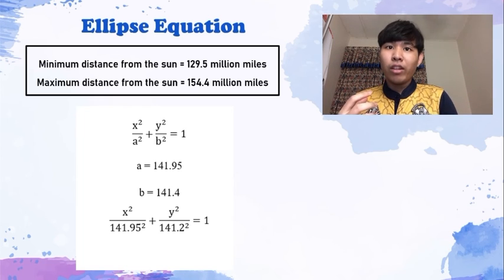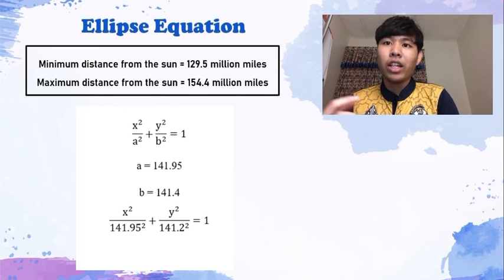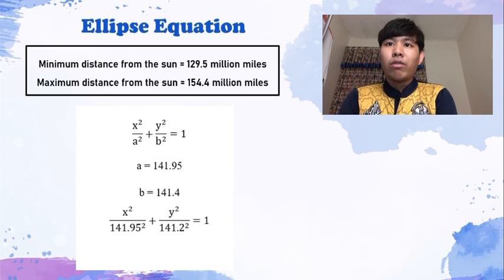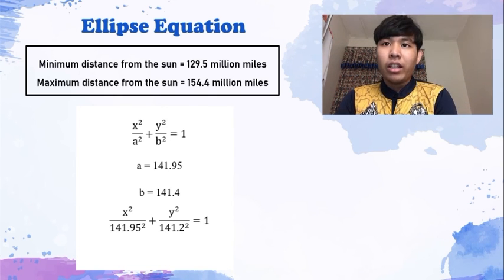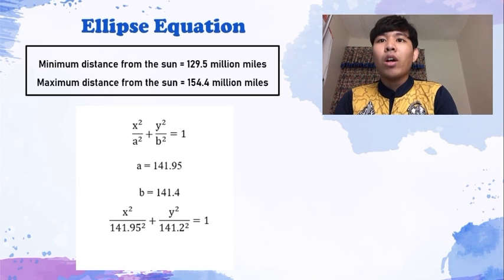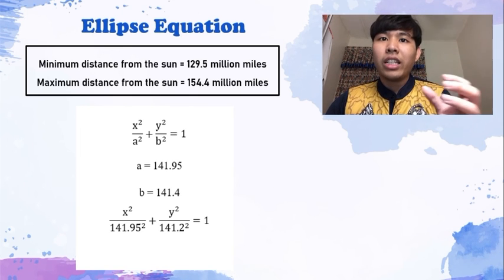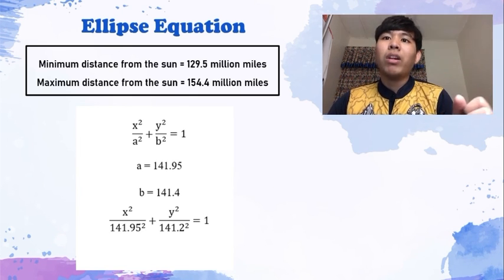After we get the b value, we can complete the equation for the elliptical orbit of Mars around the Sun, since we already have the a and b values. The equation is x squared over a squared plus y squared over b squared equals 1. Plugging in the a and b values, the elliptical orbit of Mars around the Sun equation is x squared over 141.95 squared plus y squared over 141.2 squared equals 1. So that's the elliptical orbit of Mars around the Sun equation.